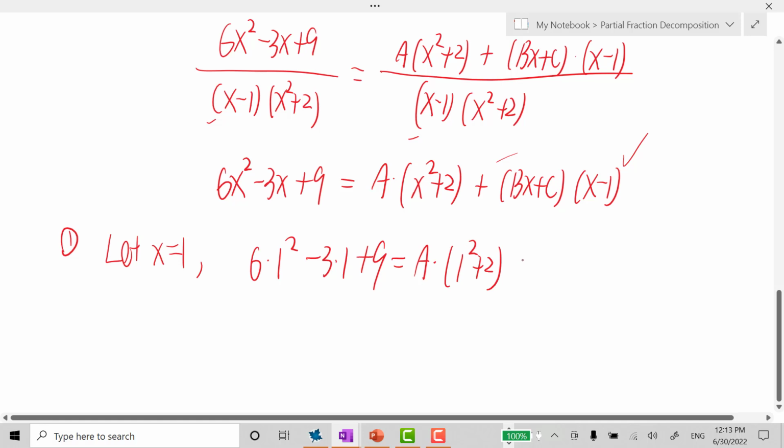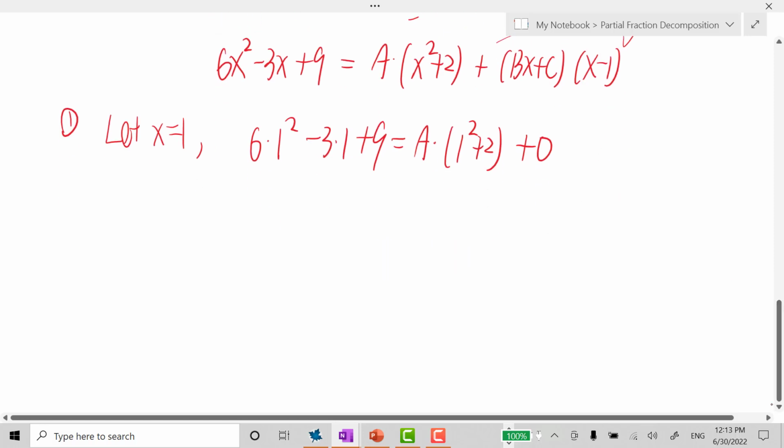And right here, this whole thing becomes 0, because 1 minus 1 is 0. Then the whole thing becomes 0. And you simplify, you get 6 times 3 and 9 on the left. On the right is 8 times 3.